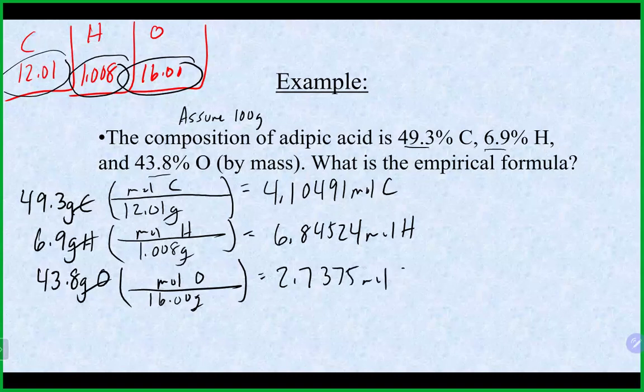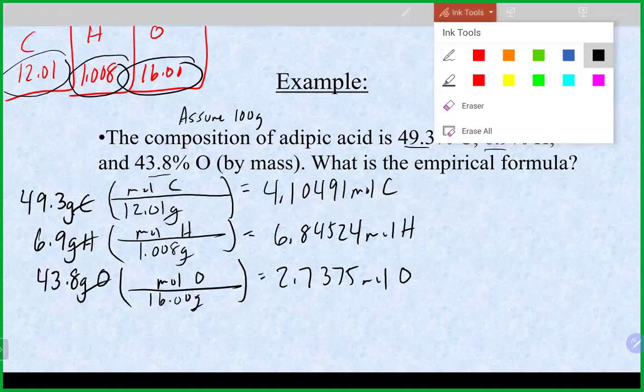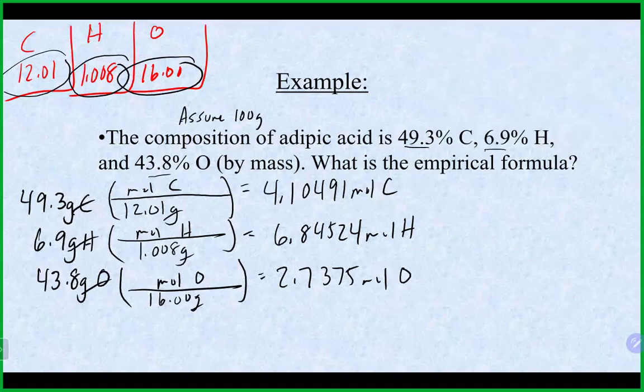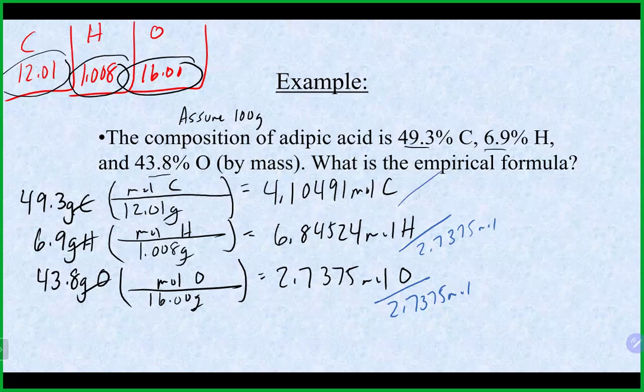And lastly here, 43.8 divided by 16, 2.7375 moles of oxygen. Now we're at the point where we want to divide everybody by the smallest number of moles, and that does appear to be the oxygen in this case. So we're going to divide everybody by that oxygen number of moles, and hopefully we'll hit some whole numbers. We'll see here in a second. 2.7375 here.